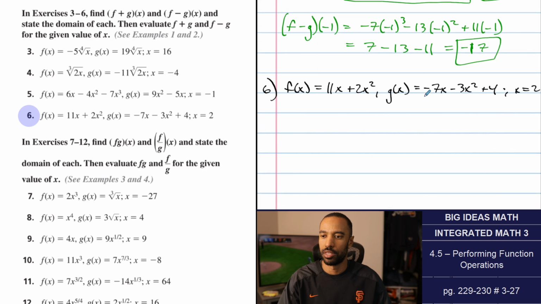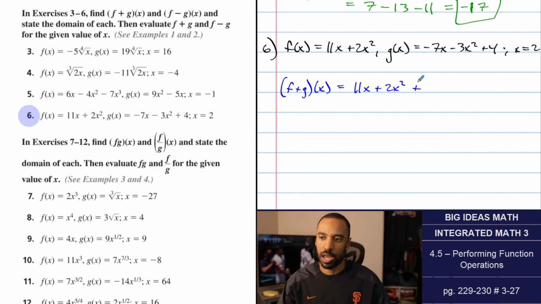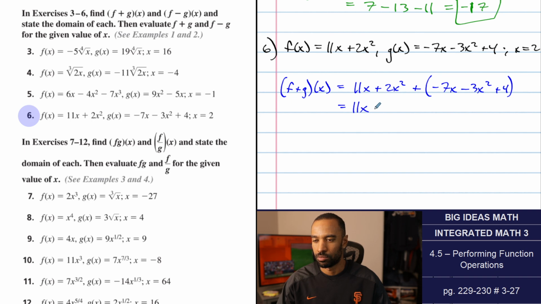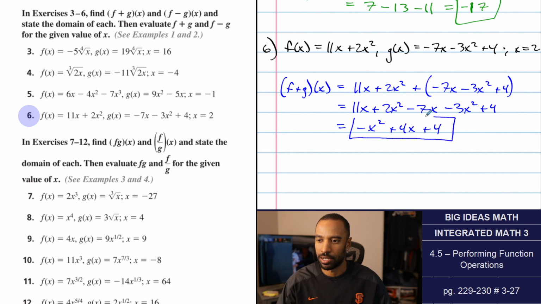So let's start with f plus g of x. We're going to get f of x plus g of x. Now, the only reason I might put the negative here is because that's already negative to start with. Shot myself in the foot by putting the plus there to begin with. But listen, signs don't change. Adding a negative is subtraction. Adding a positive is addition. 2x squared minus 3x squared is negative 1x squared. Let's lead with that. 11x minus 7x is 4x, and there is a plus 4 on the back end. There's f plus g of x.